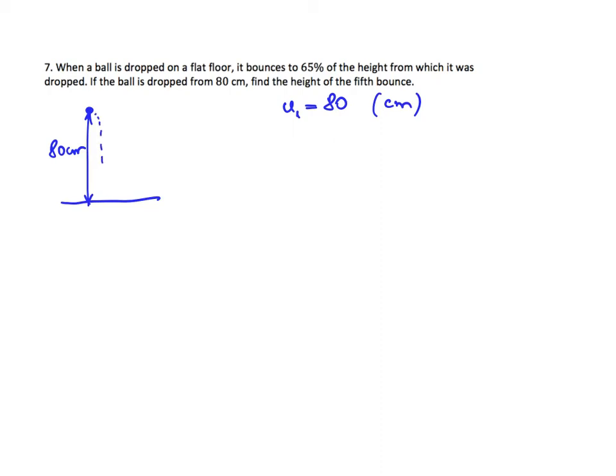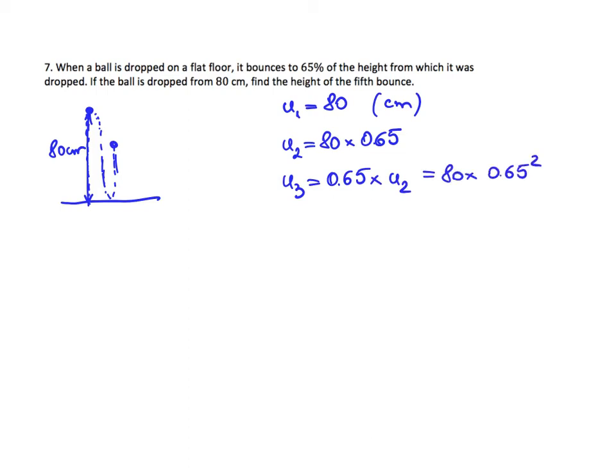It drops and then it bounces back at 65% of its height. Of course, the bouncing and dropping happens on the vertical, but I just picture it like this so that I can see better. So U2 will be 80 times 0.65, which is 65% of the first bounce. The third bounce will be 65% of the second bounce. So it will be 80 times 0.65 squared, and see how the geometric sequence is formed.